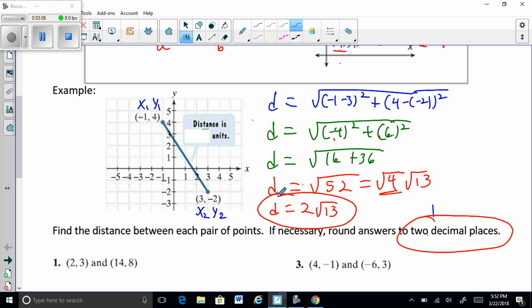So if you want to do 2 decimal places, that's fine. I'll take it either way since that's the way the book presents it. But if you're going to take trigonometry, if you're going to go further, you don't typically do decimals on radicals because we want to have exact answers. But anyways, okay.